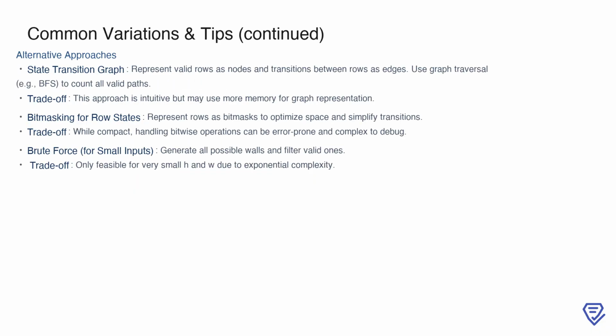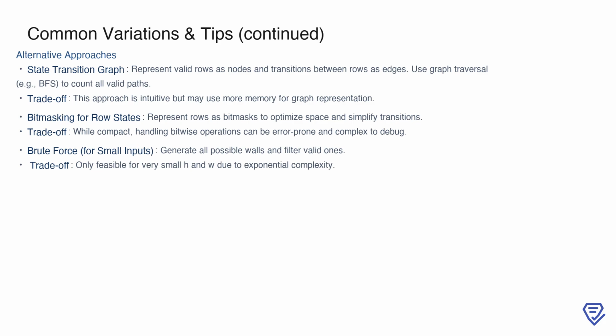There are also alternative approaches to solving this problem that you might consider. One option is to use a state transition graph. In this method, valid rows are represented as nodes, and transitions between rows are represented as edges. Graph traversal techniques like breadth-first search can then be used to count all valid paths. While intuitive, this approach may require more memory to store the graph representation. Another method involves using bit masking to represent row states. This can optimize space and simplify transitions between rows, but it comes with its own challenges. Bitwise operations, while compact, can be tricky to implement and debug correctly.